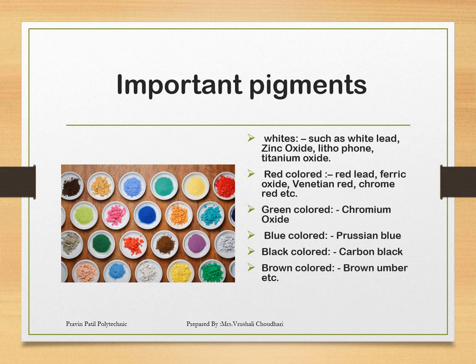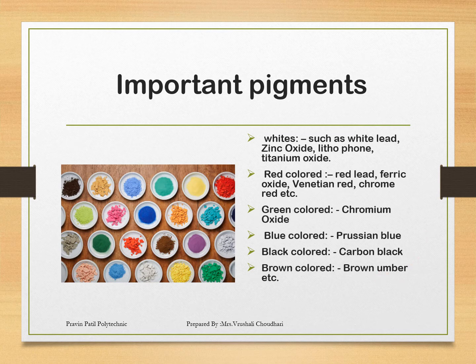These are the important pigments we are going to study. Observe that these are color particles, colored metal oxides, which give different colors. These are added in the vehicle to get different shades. White color is obtained by white lead, zinc oxide, lithopone, titanium oxide. Red color: ferric oxide, chrome red. Green color: chromium oxide. Blue: Prussian blue. Black color: carbon black. Brown: umber.